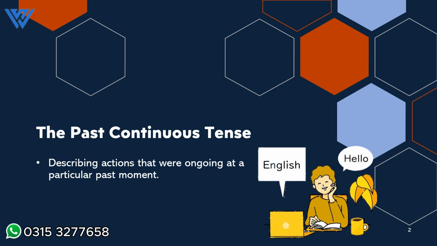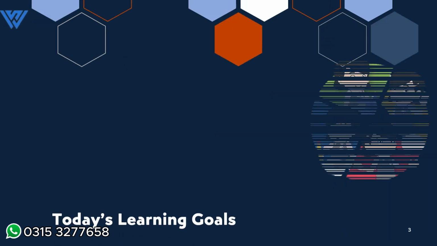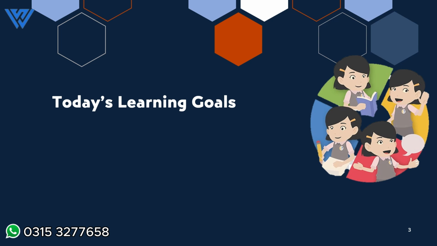ऐसे actions जो past में किसी एक टाइम पर हो रहे थे उनके बारे में जब हमने बताना हो तो हम past continuous tense use करते हैं. So let's see what's in today's class.